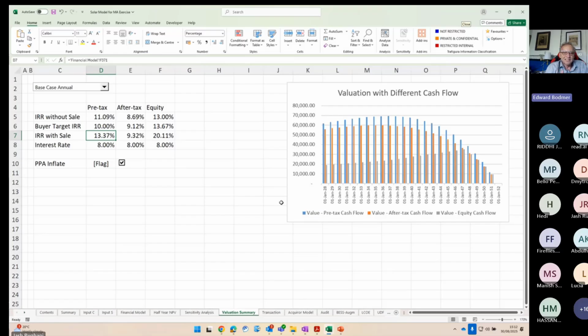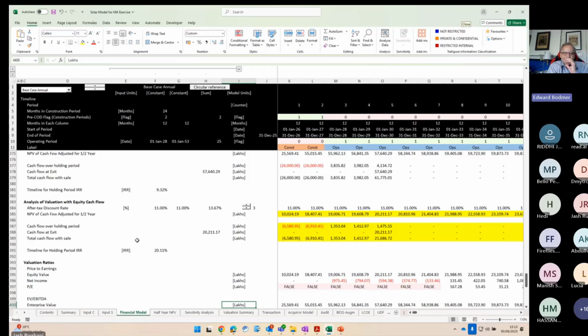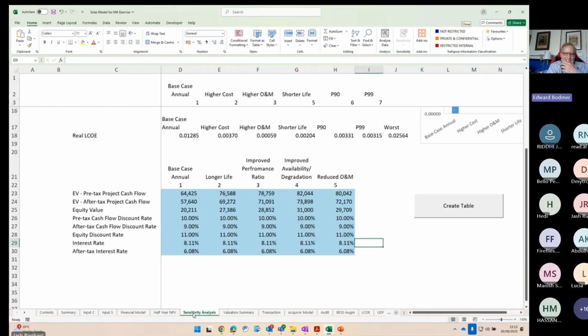And I'm just a little bit concerned. Why is it giving 20.11%? Can you just switch to the financial model for 1 second? Oh, there's the 20.11. Okay, good.